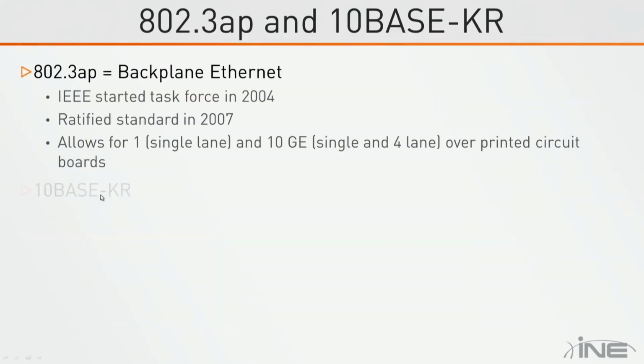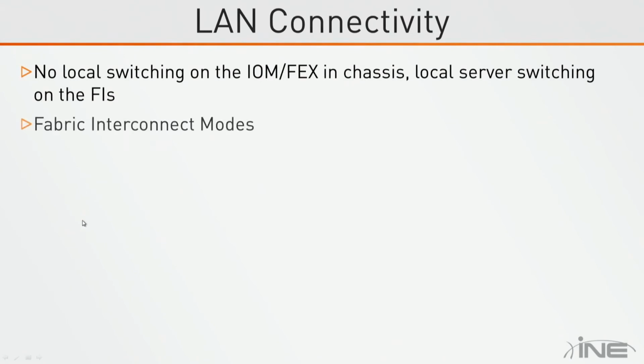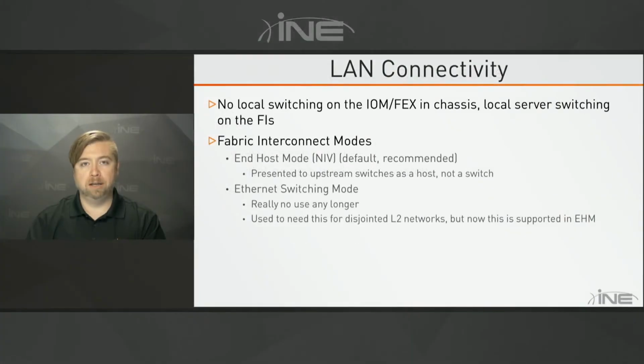Okay, the reason why is that the system is running what we call end host mode by default, or NIV. This is sometimes called EHM for end host mode, versus Ethernet switching mode. Okay, we'll see from an operational point of view, there's some design cases where end host mode is not going to work and you're required to run in switching mode, but they're very, very few and far between. In 99% of the cases, you're not going to run in switching mode. You're going to leave it as the default behavior, which is running as end host mode.